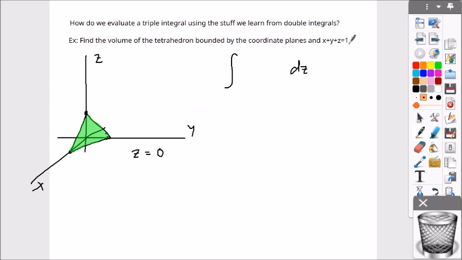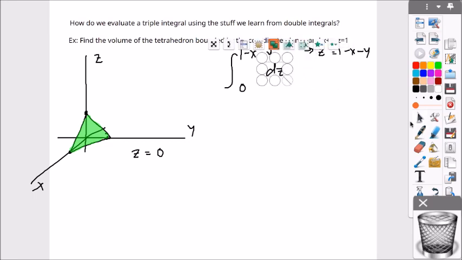And what's the integral? Well, in order to do dz, we have to have z equals functions. This is not a z equals function, but I can make it one very easily. I can just say z is equal to 1 minus x minus y. So you'll get the integral from 0 to 1 minus x minus y of dz. Nothing inside, or 1 inside, because just by putting it like this, it means 1. I'm going to do dy next.